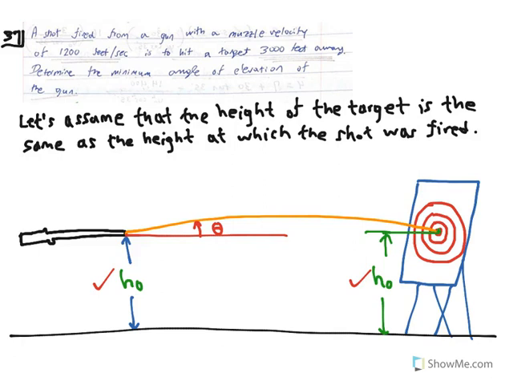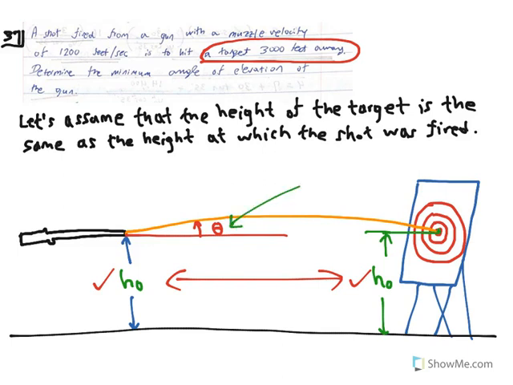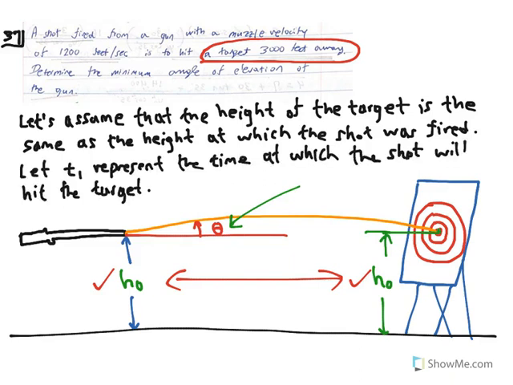In this problem, the given information is that the target is 3,000 feet away. And the height of the target, we are assuming, is the same as the height at which the gun was fired. So determine the minimum angle of elevation of the gun. So we don't know the time at which the bullet will hit the target. So that's the other unknown. In addition to the angle of elevation being an unknown, the other unknown is the time at which the bullet will hit the target. So let's specify that. With this, we can write the following equations.